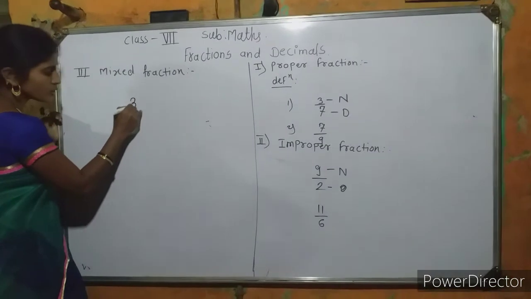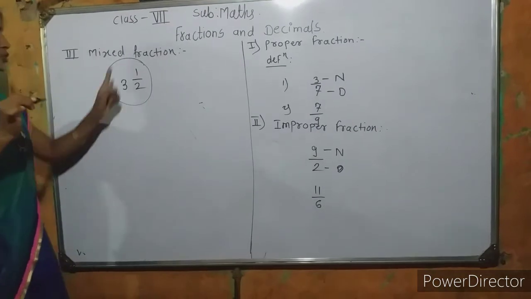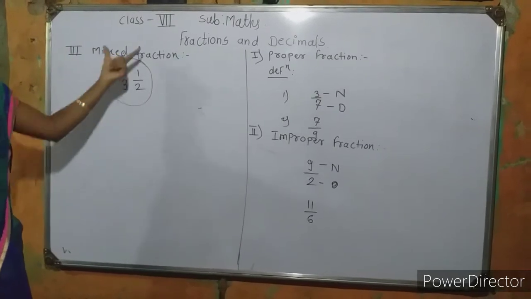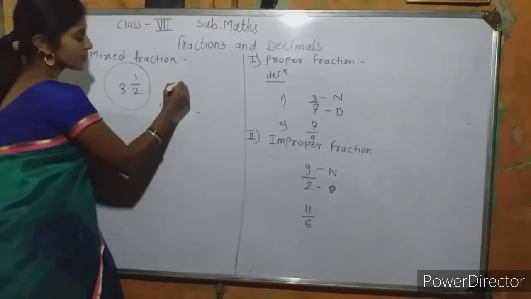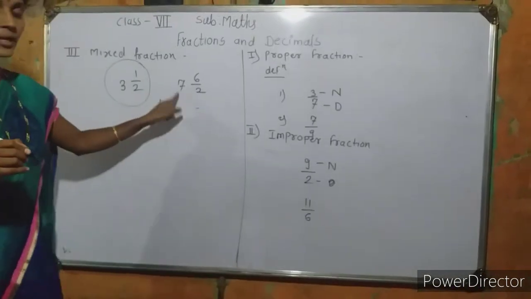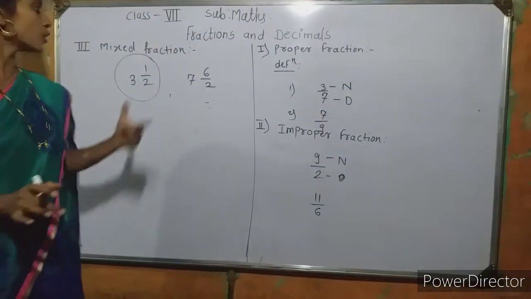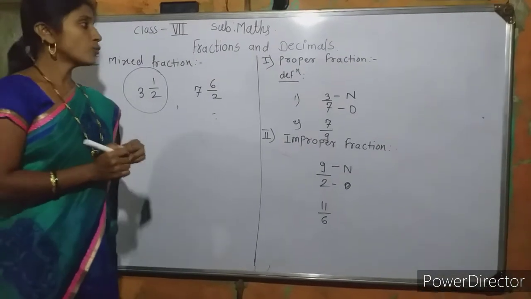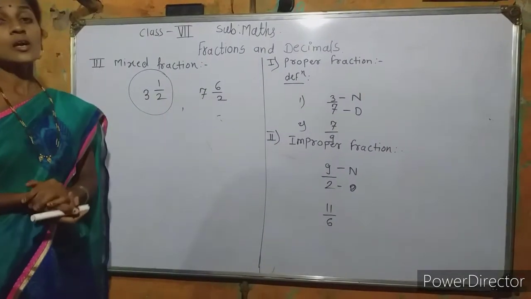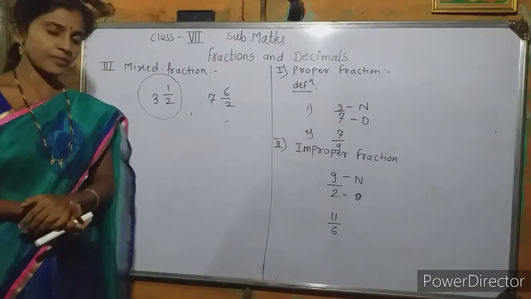That means 3 is the whole number and 1 by 2 is the fraction, and that is called a mixed fraction. 3 1 by 2 is an example of mixed fraction. One more example, 7 6 by 2. 7 is a whole number and 6 by 2 is a fraction. That means 7 6 by 2 is an example of mixed fraction. Okay, now the types of fraction, this point is completed. After that we will start a new point, like fractions and unlike fractions.